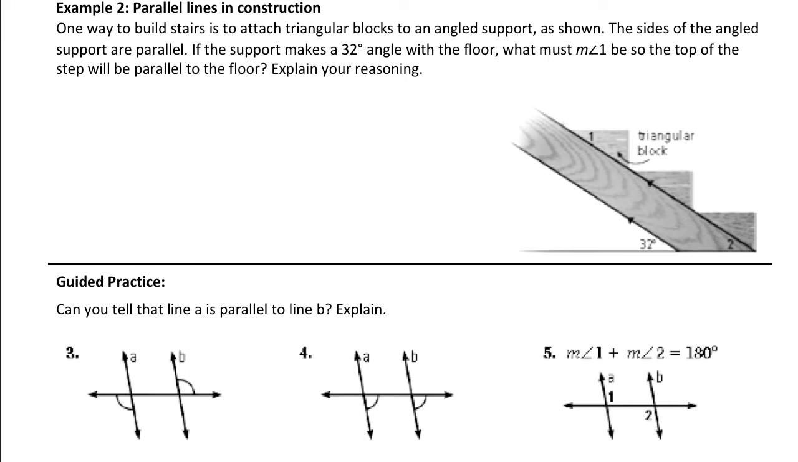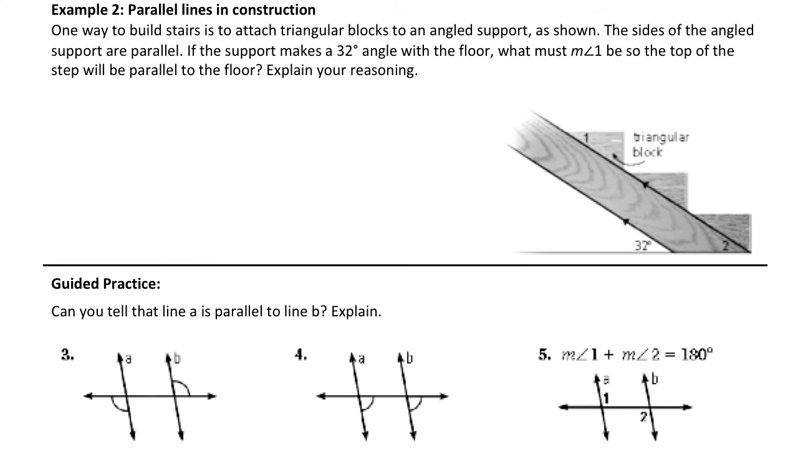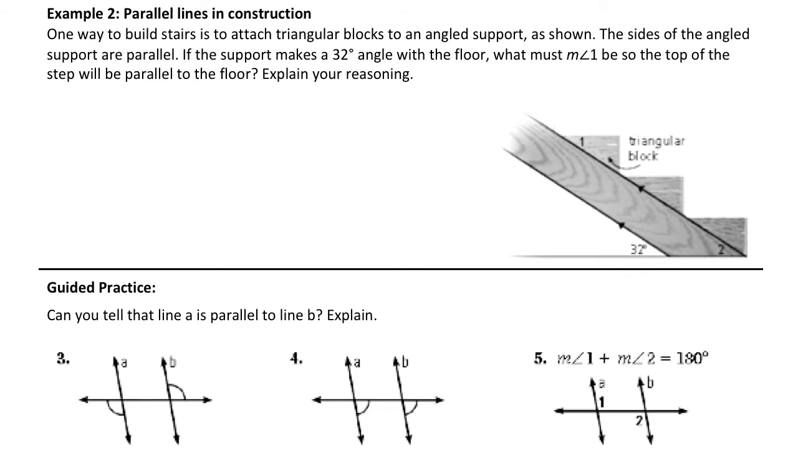So moving ahead, this is an example of something that I have actually used to install stairs before. I've used properties of these parallel lines to install stairs. One way to build stairs is to attach triangular blocks to an angled support like in the diagram. The sides of the angled support are parallel. So the two diagonals there are parallel. If the support makes a 32-degree angle with the floor, what must the measure of angle 1 be so the top of the step will be parallel with the floor?